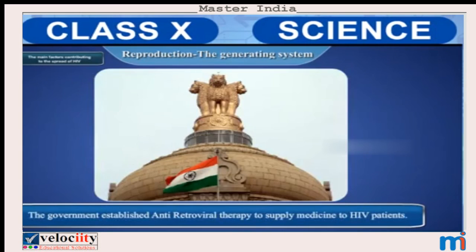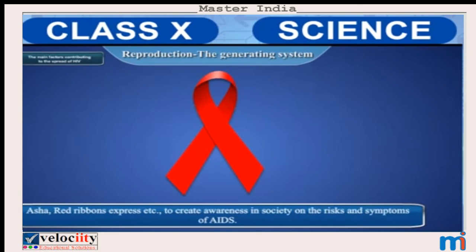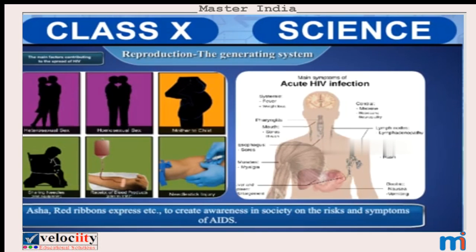The government established antiretroviral therapy to supply medicine to HIV patients. ASHA, Red Ribbon Express, etc. to create awareness in society on the risks and symptoms of AIDS.